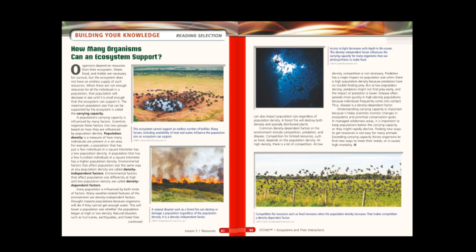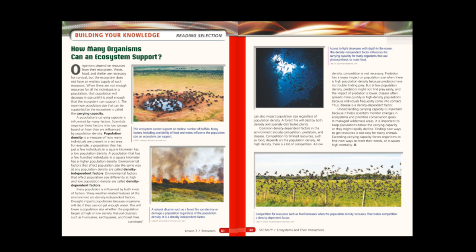Common density-dependent factors in an environment include competition, predation, and disease. Competition for limited resources, such as food, depends on the population density. At high density, there is a lot of competition. At low density, competition is not as necessary.